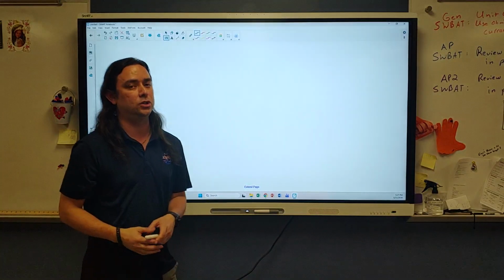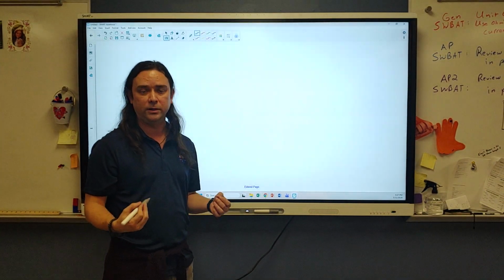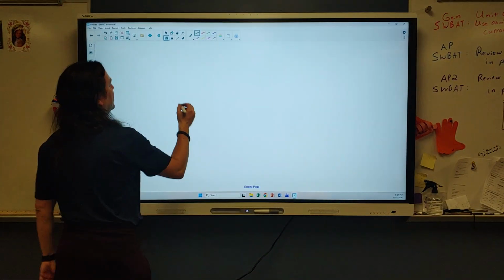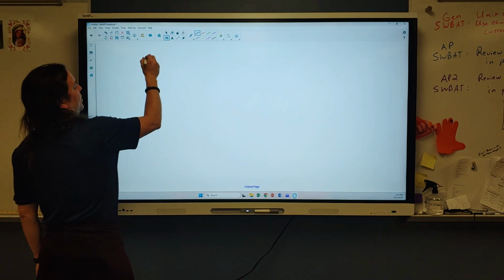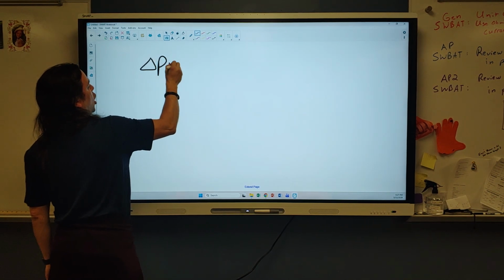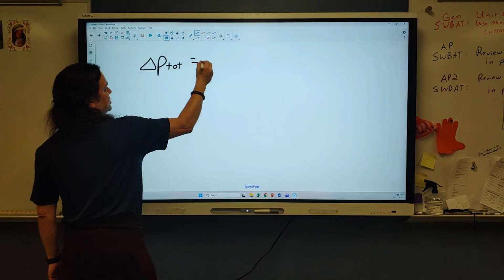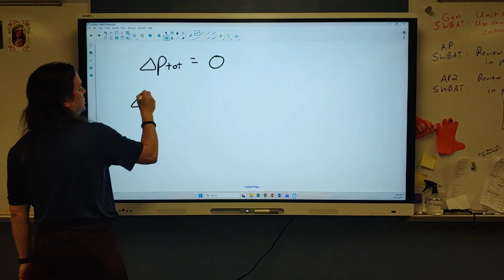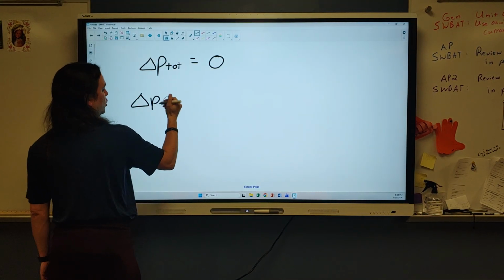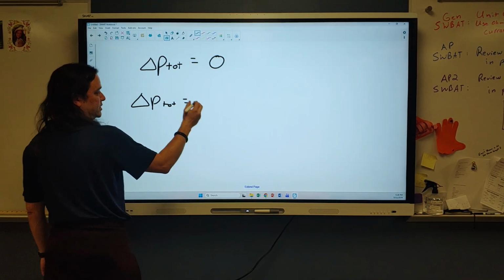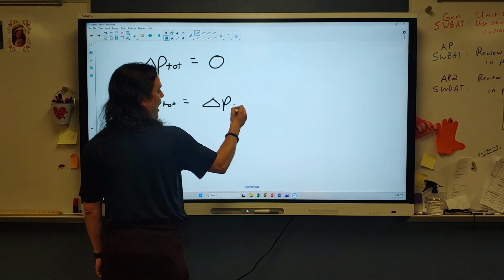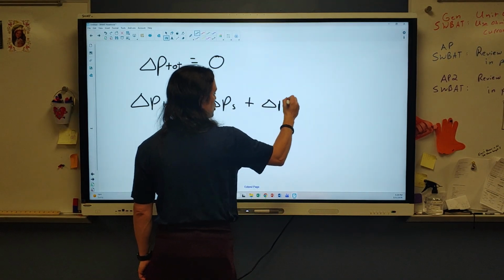This one also asks you to justify by referencing a fundamental physics principle. There are two ways that I can think of doing this. Either by saying that our delta P total for our total system is equal to 0, and delta P total for the system would be our change in S plus our change in R.